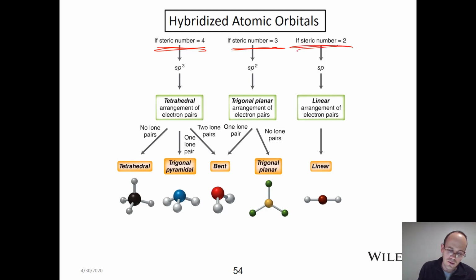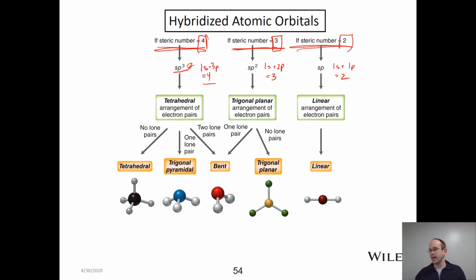Right? And the way you can think about that is the steric number is the number of s and p orbitals combined to make the sp hybrids. So sp3, 1s, 3p, 1s plus 3p is equal to 4 hybrid orbitals. 1s plus 2p is equal to 3 hybrid orbitals. 1s plus 1p is equal to 2 hybrid orbitals. Steric number is equal to that number of sp hybrid orbitals.